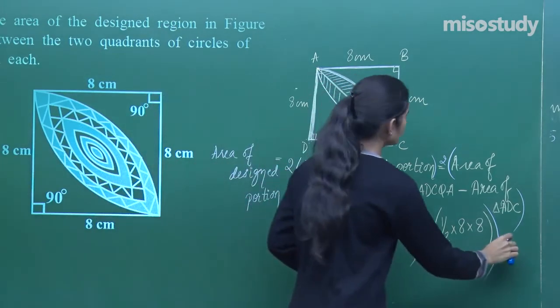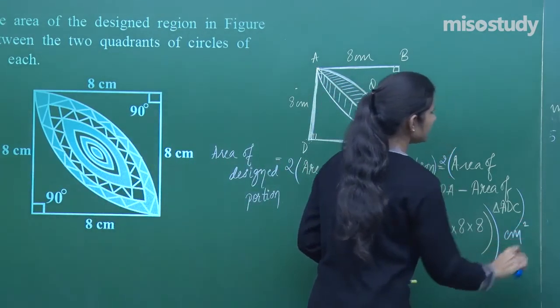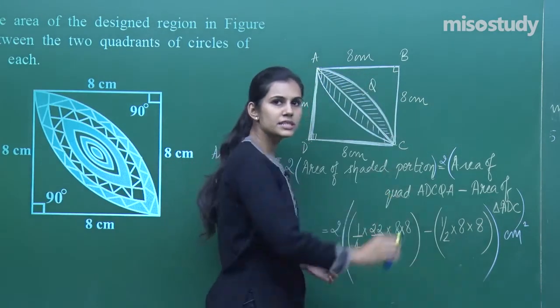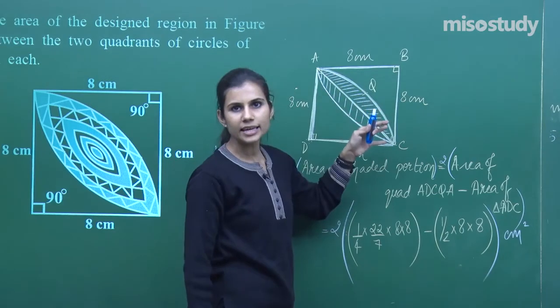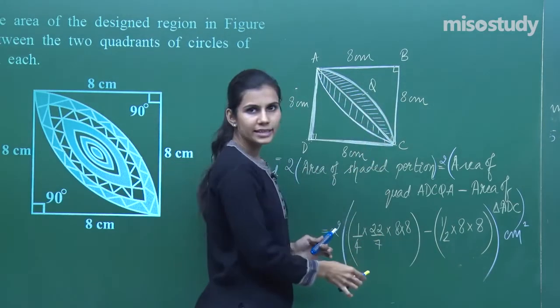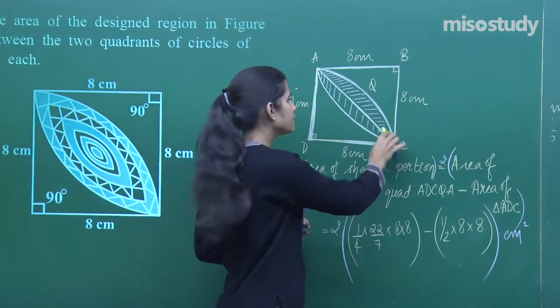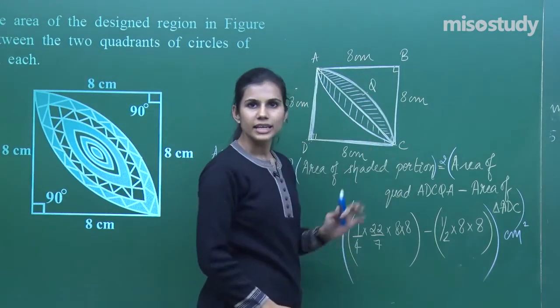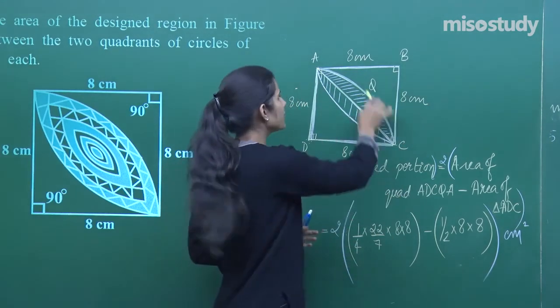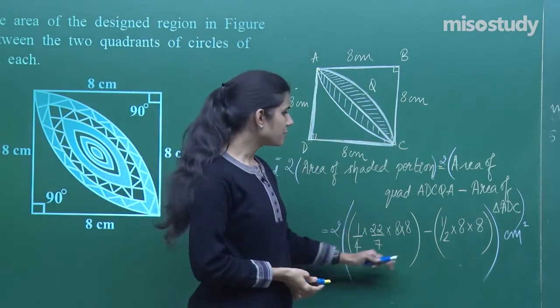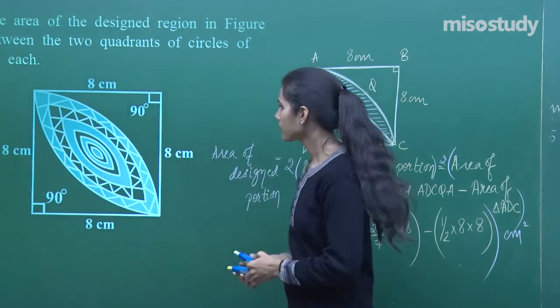So this much centimeter square is the area of the designed portion. First of all, you find the area of half of this leaf-like designed portion. Half of it you find with the help of what? Area of quadrant minus area of triangle. This gives you the area of half of this leaf-like portion. Double it up, you get the area of this complete leaf-like portion or the designed portion. You can easily compute the value, that's your answer.